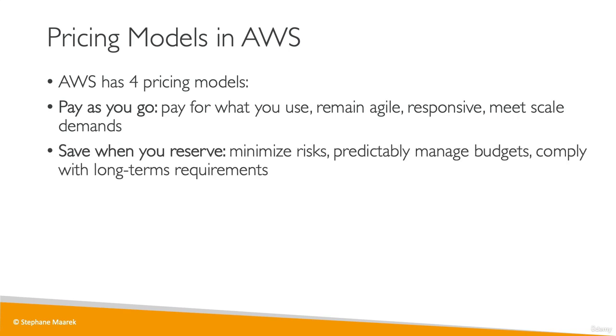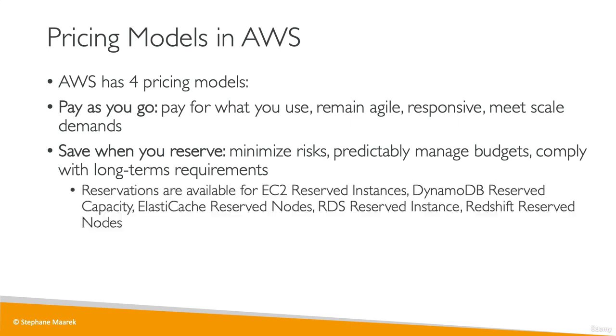There's also a model where you save when you reserve. So this is to minimize risk and to get a predictable budget and to comply with long-term requirements. For example, we can do instance reservations for EC2, DynamoDB, Elasticache, RDS, and Redshift. Also, you get to pay less by using more. You get volume-based discounts, for example, on Amazon S3.